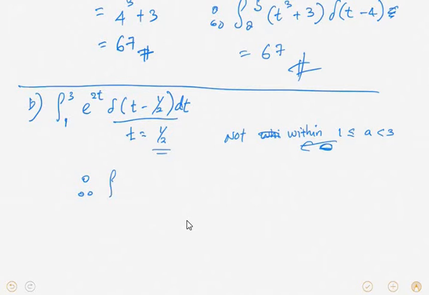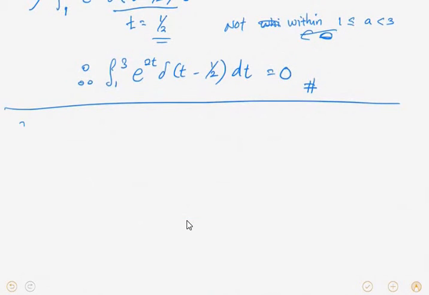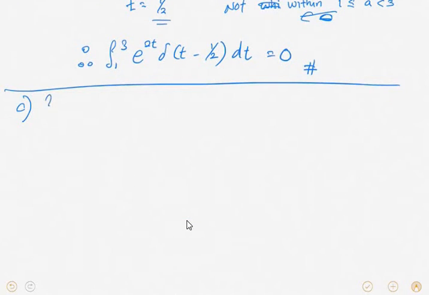Therefore, this integration should equal 0. The answer is 0 because it is out of range. Okay, let's look at another example again. Integration from 0 to infinity of sine 3t, delta 2t minus pi, dt. Okay, how to solve this one?